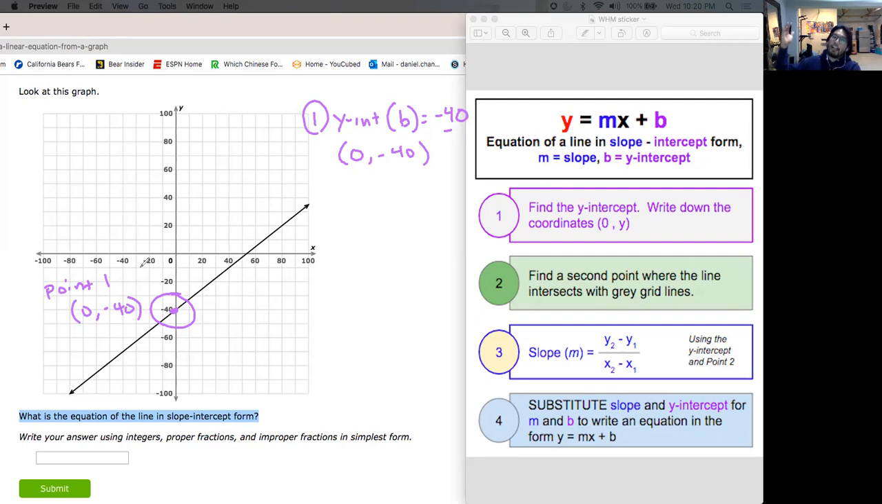Now I've got to find another point on this graph where I can see the black line and all the gray grid lines behind it line up, so that I have a nice little point that is easy to use. It looks like it happens right there.